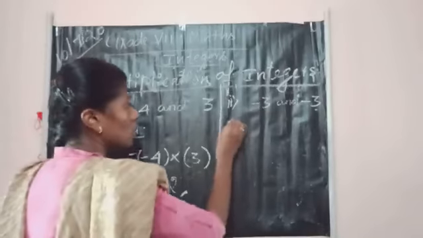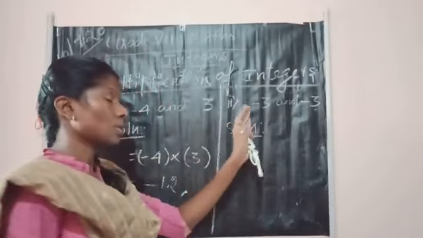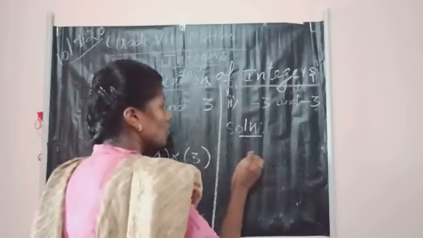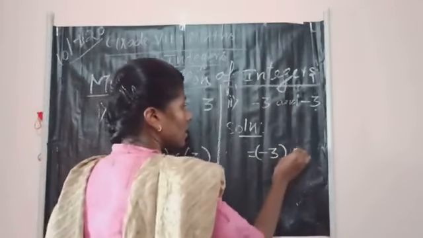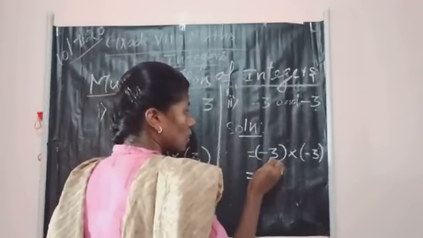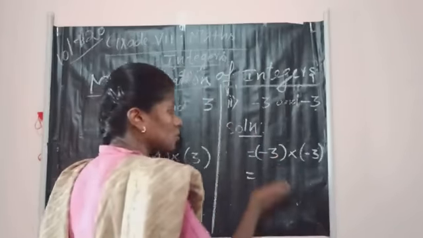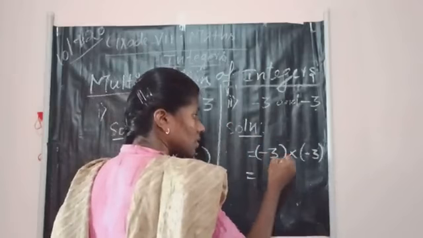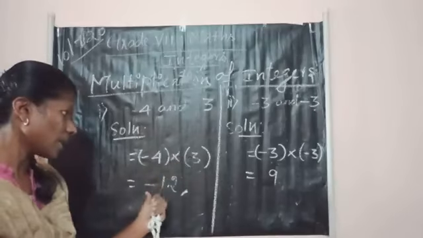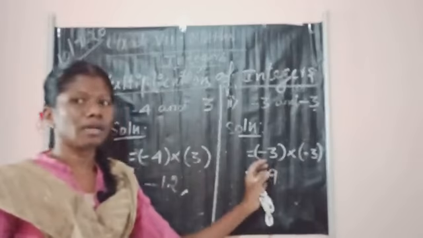Minus 4 into plus 3, that is minus 12. And let me teach one more problem. Multiply minus 3 and minus 3. So minus 3 into minus 3. Before multiplying the numbers, you have to multiply their signs. So minus into minus is plus, 3 3s are 9. Here minus into plus is minus, and minus into minus is plus, 3 3s are 9.